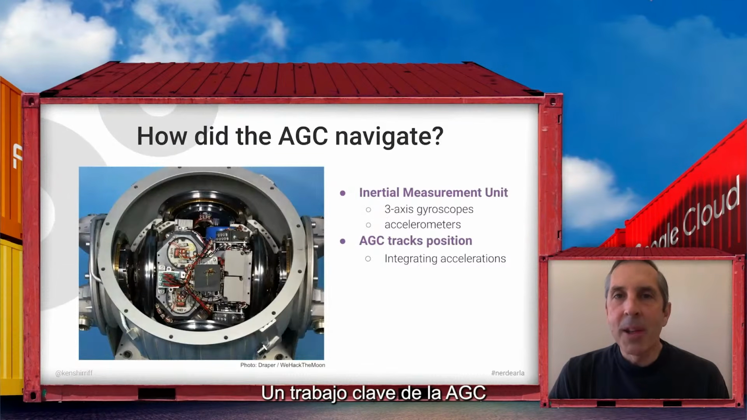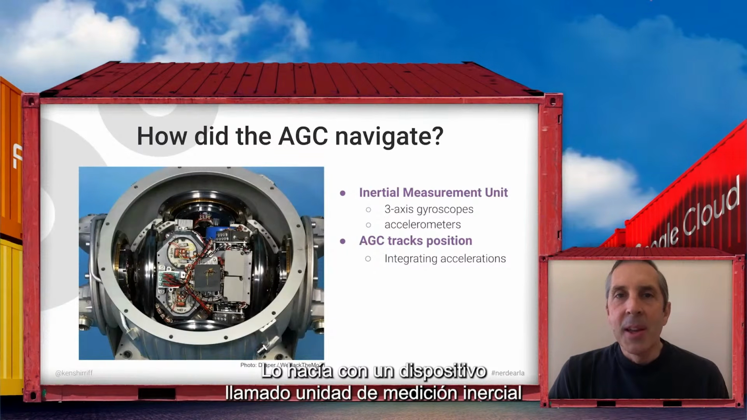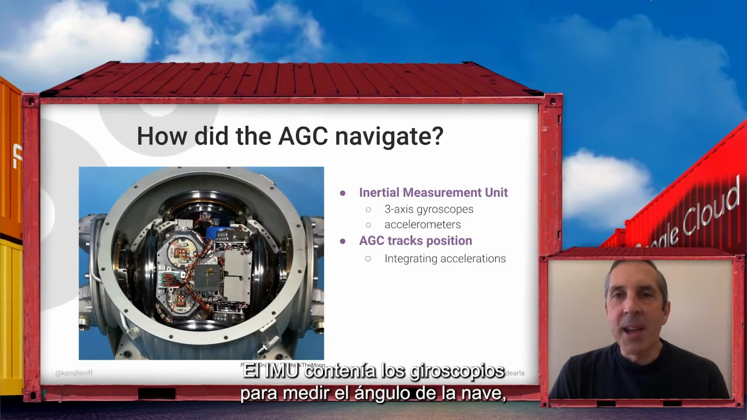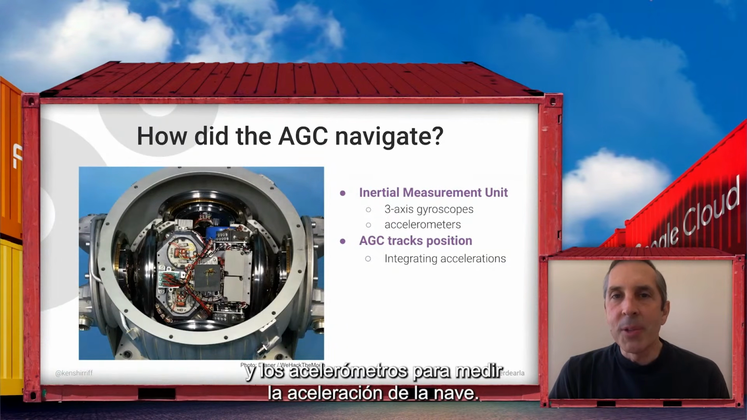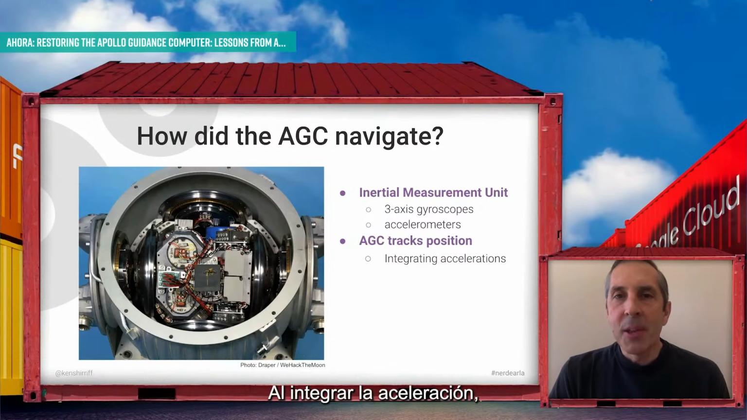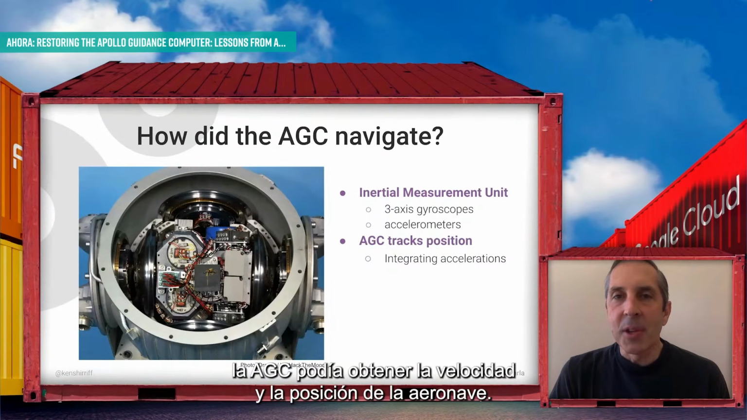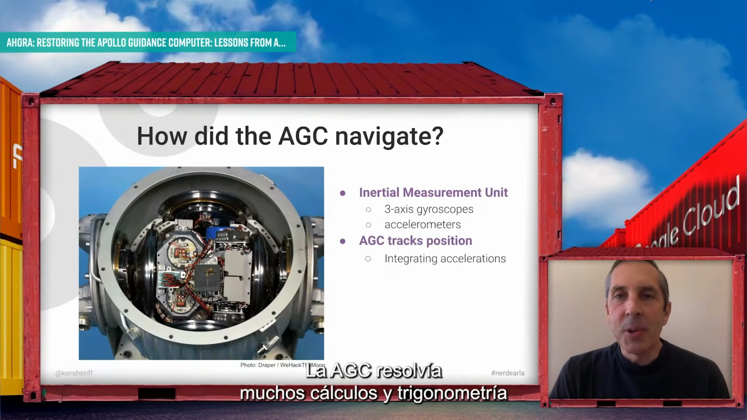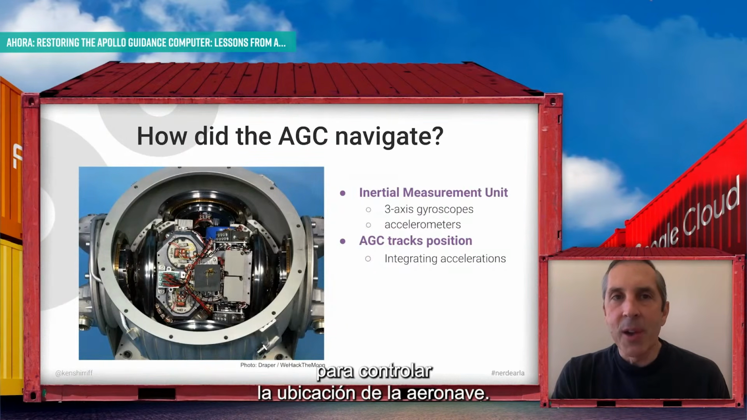Now, a key job of the Apollo guidance computer was tracking the spacecraft's position. It did this using a device called the Inertial Measurement Unit, or IMU. This contained gyroscopes to measure the spacecraft's angle. It had accelerometers to measure the spacecraft's acceleration. And now, by integrating the acceleration, the AGC could get velocity and then the spacecraft's position. So the Apollo guidance computer was doing a lot of trigonometry and calculation to keep track of where the spacecraft was.